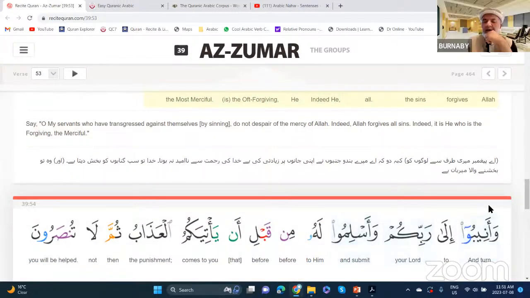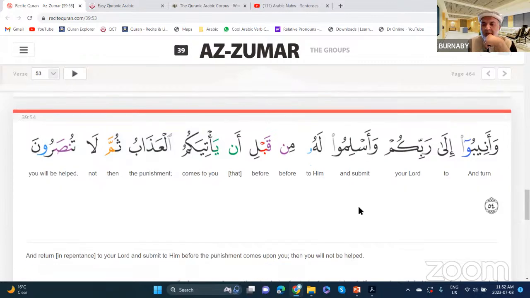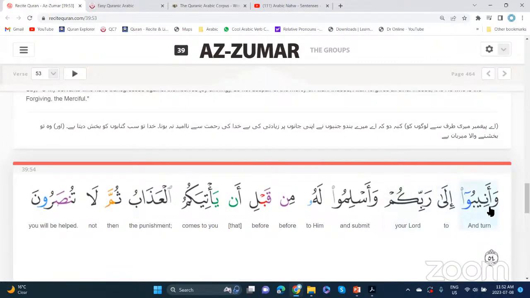Then what else is He asking us to do? Wa anibu, and turn, ila rabbikum, to your Lord. Wa aslimu lahu, and submit to Him. Min qabli an ya'tiyakumul azabu thumma la tunsarun, before the punishment comes to you and then you will not be helped. Okay, so what is the meaning of anibu? Turn.